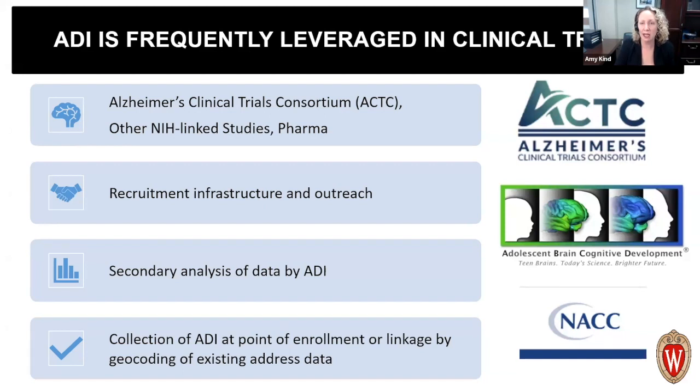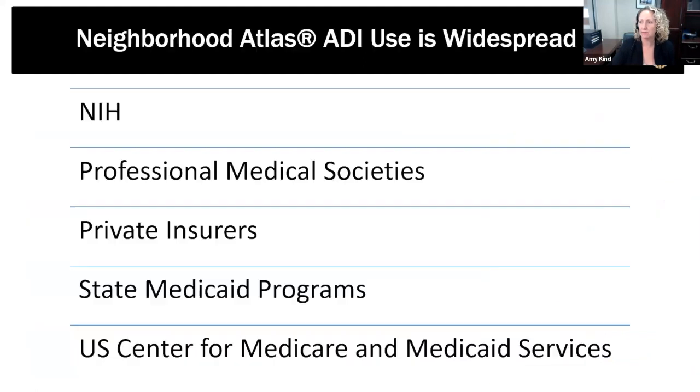A single ADI ranking within the United States represents over 13 million persons. It is not identifiable. The ADI itself is fully de-identified. And so because of this, it can be collected like other sociodemographic, other socioeconomic data, and increasingly is done so at the point of enrollment. Or, of course, with address data, these address data can be geocoded and linked.